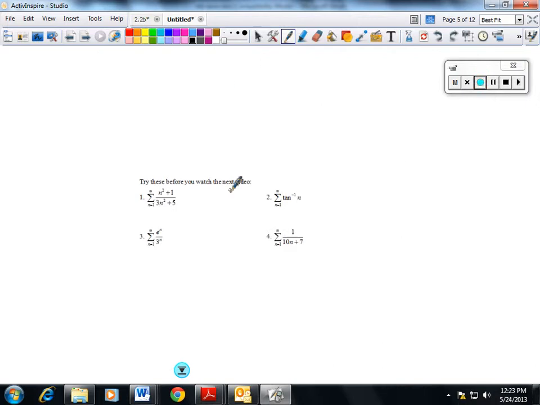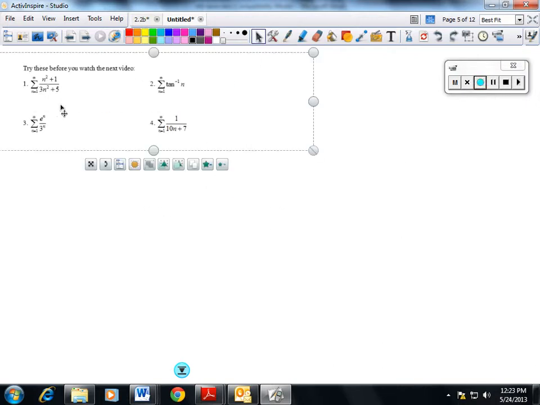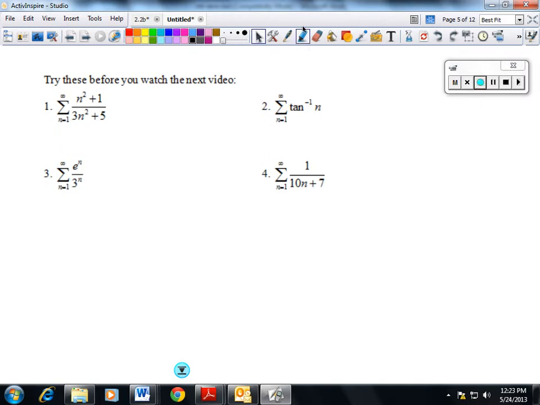It says try these before you watch the next video, so just pause it for a second and see if you can do them, and then we'll look at them. So pause. Okay, you should have tried these already. This one, the limit goes to 1/3, because that's not 0. This is going to diverge.